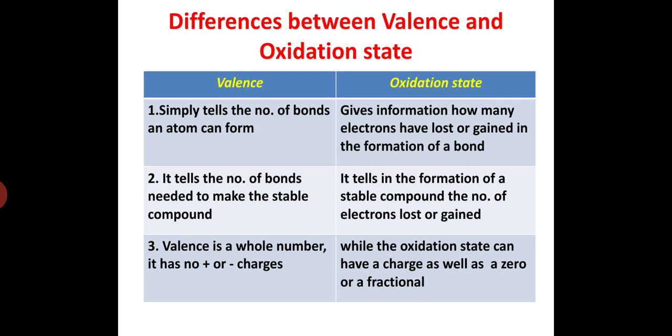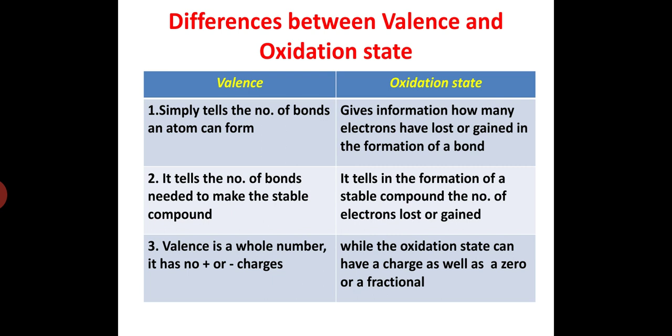Let me discuss the differences between valence and oxidation states. The first difference: valence simply tells the number of bonds an atom can form, whereas oxidation state gives information on how many electrons have been lost or gained in the formation of a bond. The second difference: valence tells the number of bonds needed to make a stable compound, whereas oxidation state tells the number of electrons lost or gained in the formation of a stable compound.